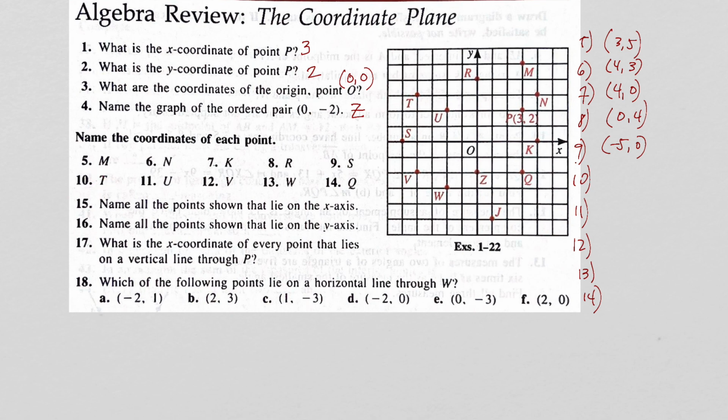T is over here, so 4 left, 3 up. So negative 4, positive 3. Number 11 is U. Starting here, negative 2, positive 2. Number 12 is V. So negative 4, negative 2.